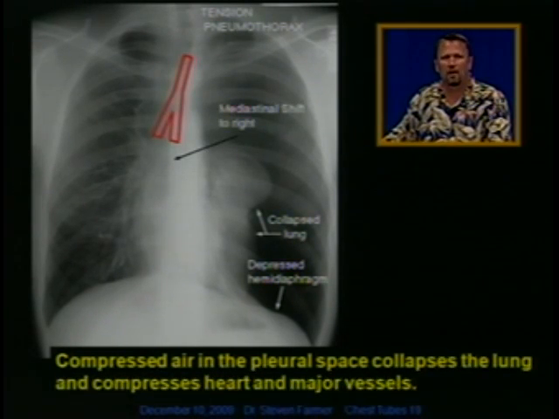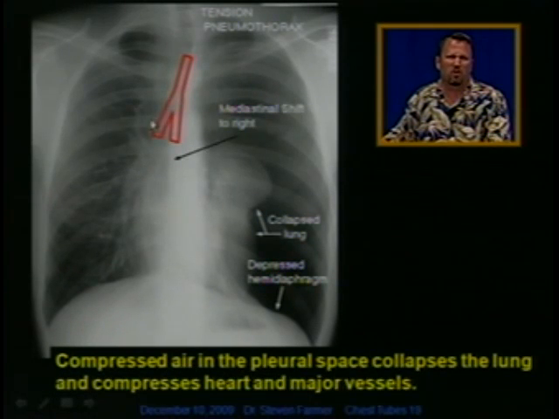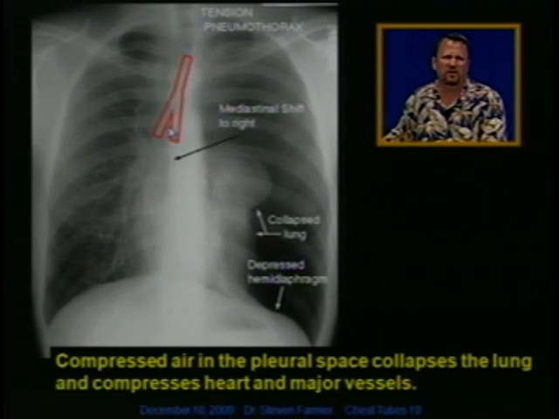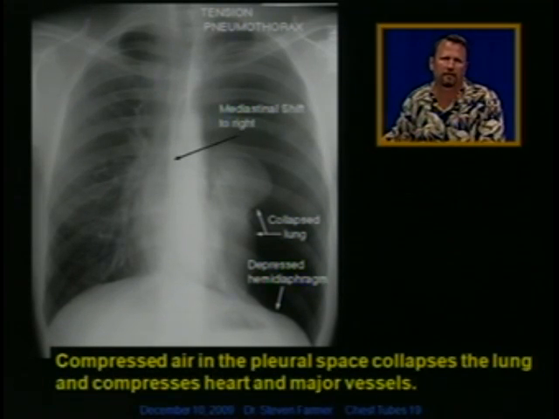Something else you'll see on a tension pneumothorax, because it's shifted over, you see our bronchus, and where it divides in the two main stems is shifted across the midline, and you can see that on a chest x-ray of a tension pneumothorax if you look very carefully.